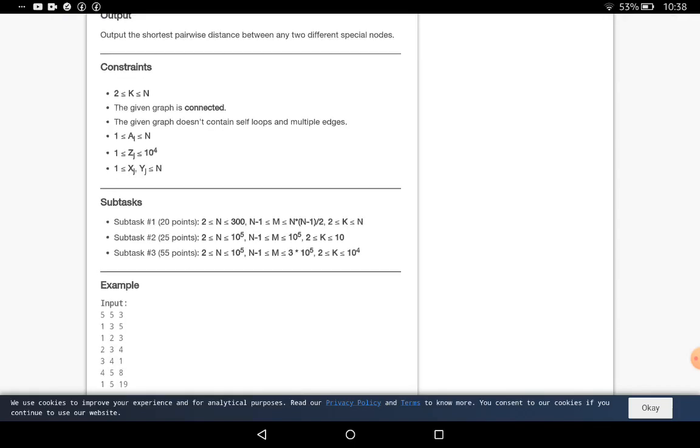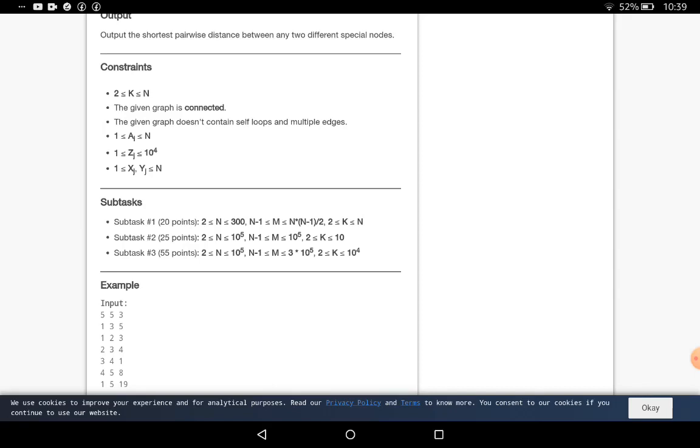For the second subtask, the number of nodes has increased to 10 to the power 5. Of course we cannot run Floyd-Warshall here because it is going to get time limit exceeded, but here we can see that the number of special nodes has decreased. It can be only as much as 10. So what we can do is run a Dijkstra considering one of the special nodes as the source. We'll be doing this for each of the special nodes.